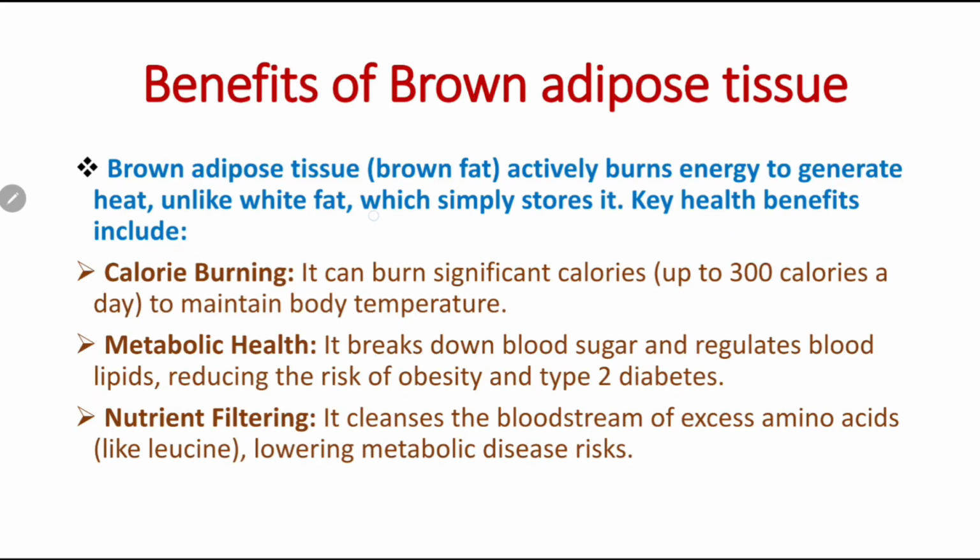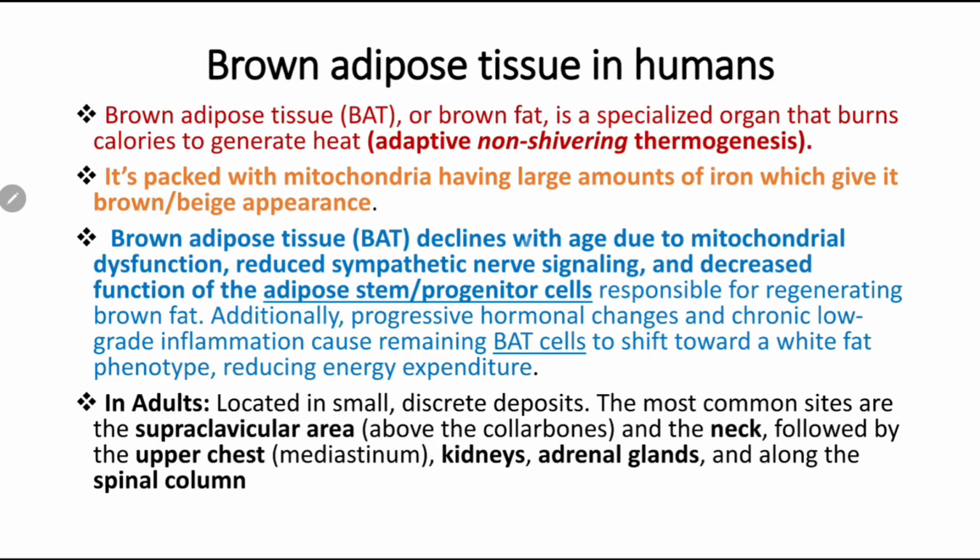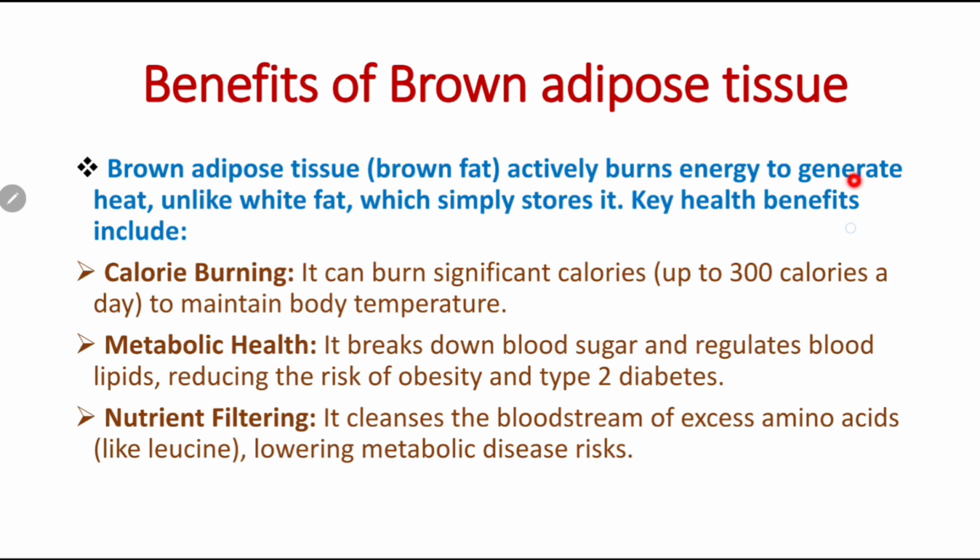So brown adipose tissue actively burns energy to generate heat, and unlike white adipose tissue which simply stores it, brown adipose tissue helps in calorie burning. Up to 300 calories a day can be burned by brown adipose tissue to maintain body temperature. Metabolic health: brown adipose tissue breaks down blood sugar, regulates blood lipids, reducing the risk of obesity, type 2 diabetes. It cleanses the bloodstream of excess amino acids like leucine, lowering metabolic disease risk.